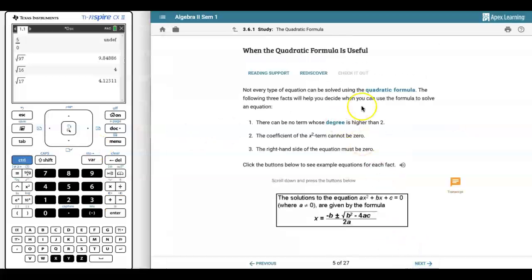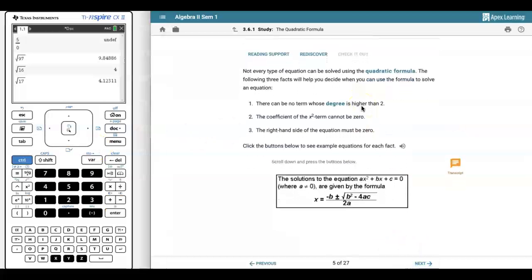All right, so moving forward here, not every type of equation can get solved by the quadratic formula. So these are kind of your golden rules for using the quadratic formula. There can be no term whose degree is higher than 2, so you cannot have an x cubed. You cannot have an x to the 5th, right? That would make it not a quadratic equation. The coefficient on the x squared term cannot be 0, so a cannot be 0, right? Again, if a is 0, that's no longer a quadratic equation.